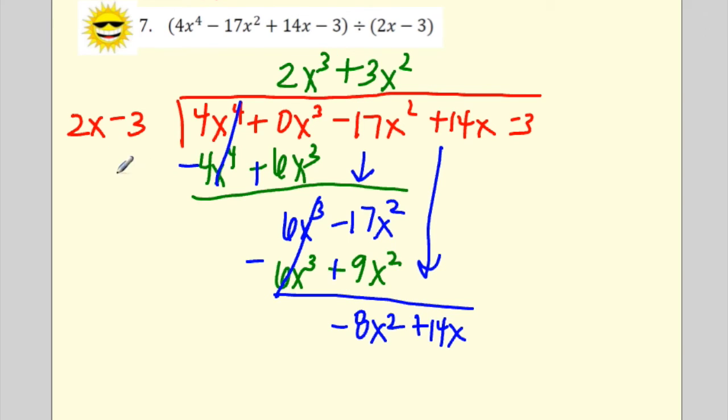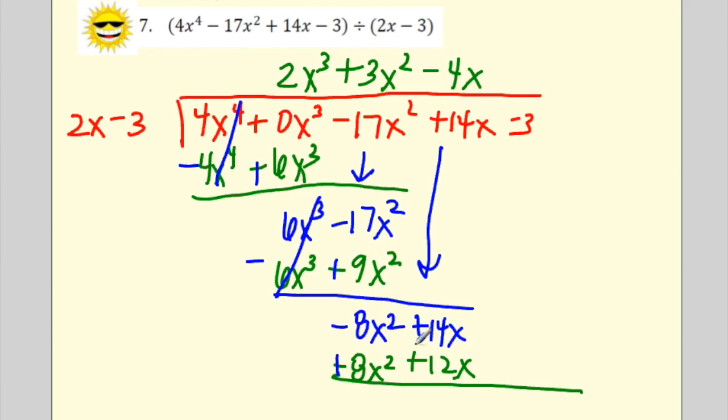Now I continue. Well, 2x times what gives you negative 8x squared? Well, 2 times negative 4, and then x times x. So negative 4x times 2x gives you negative 8x squared. Negative 4x times negative 3 is going to give you positive 12x. Then we got to change your signs. This will cancel. 14x minus 12x gives me 2x. Bring down that negative 3.